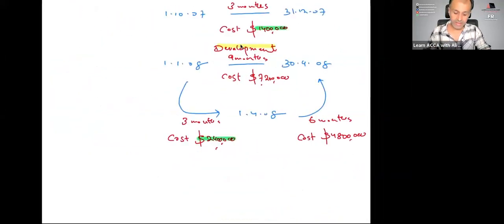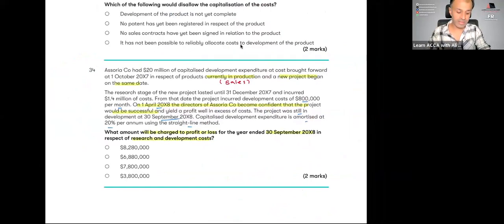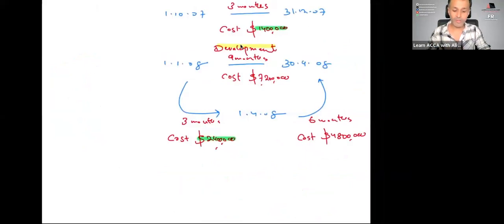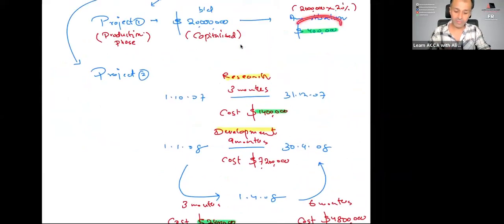Now, the one that we have capitalized, will it be amortized? No, the project 2 is still in the phase of development, and you cannot expect to amortize the development cost within the phase of development. So our job is pretty much done. I have to take 400,000 from here. 4 million, in fact, not 400,000, 4 million. It's 4 million.